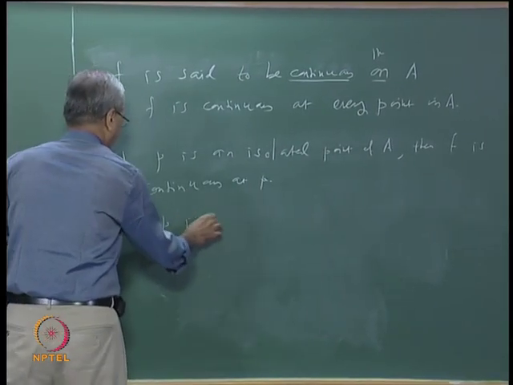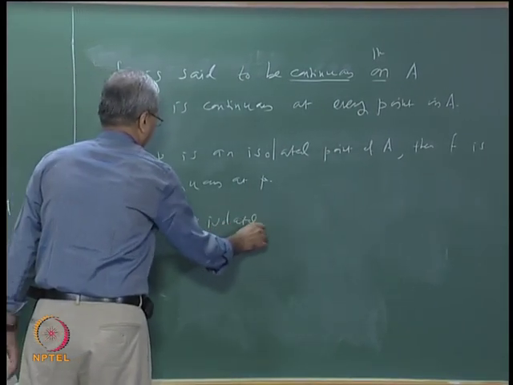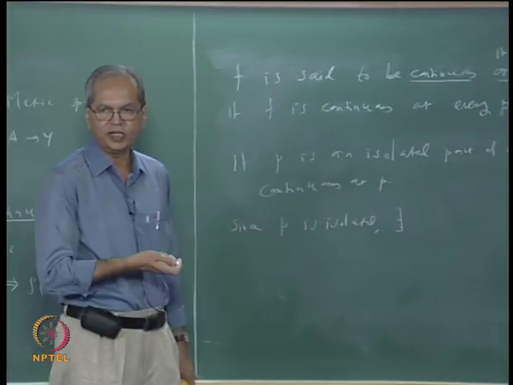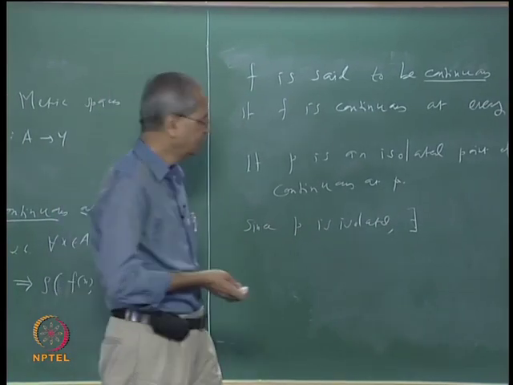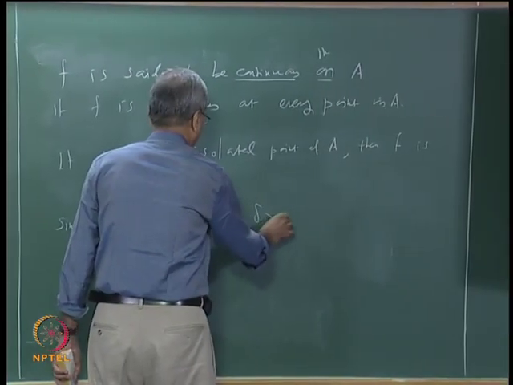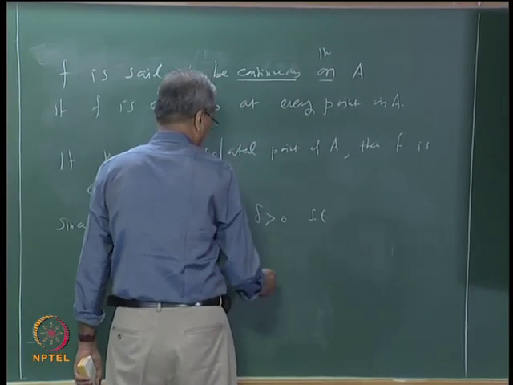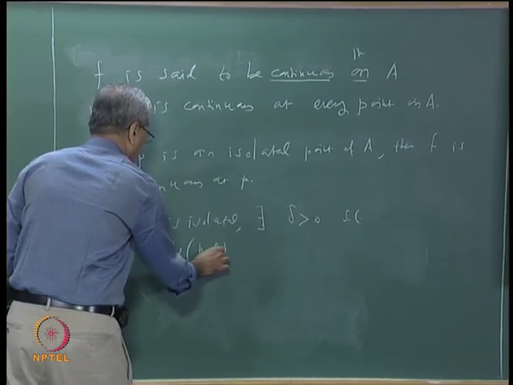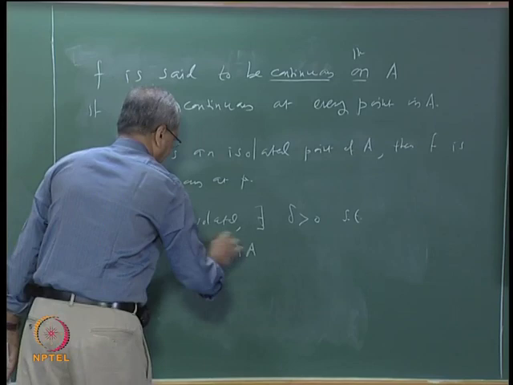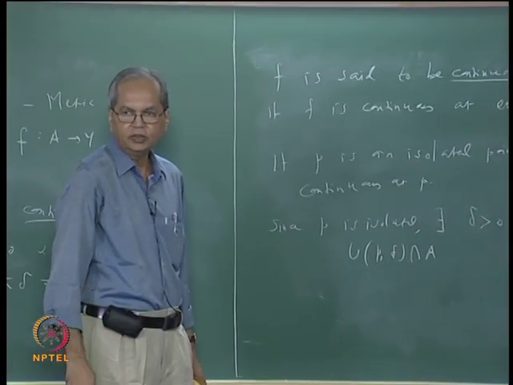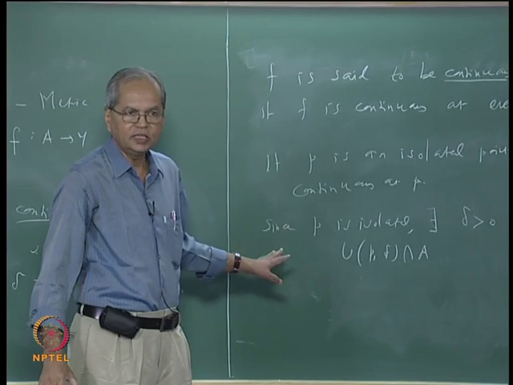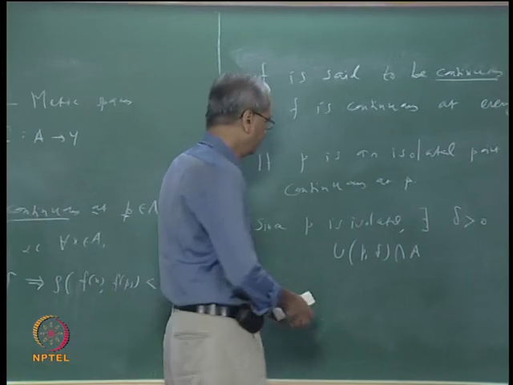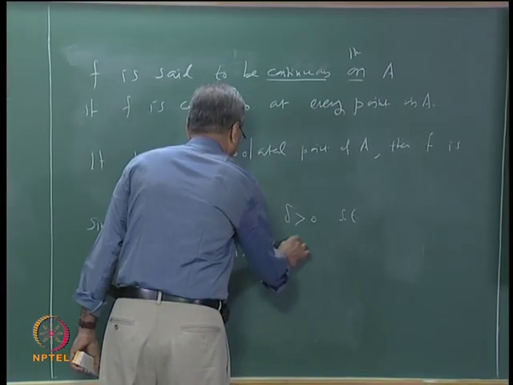Since P is isolated, there exists, suppose I call the radius of that ball delta, there exists delta bigger than 0 such that the open ball with center at P and radius delta, its intersection with A must be the singleton P, right, because it contains no other point of A. Okay, the intersection with A must be the singleton P.